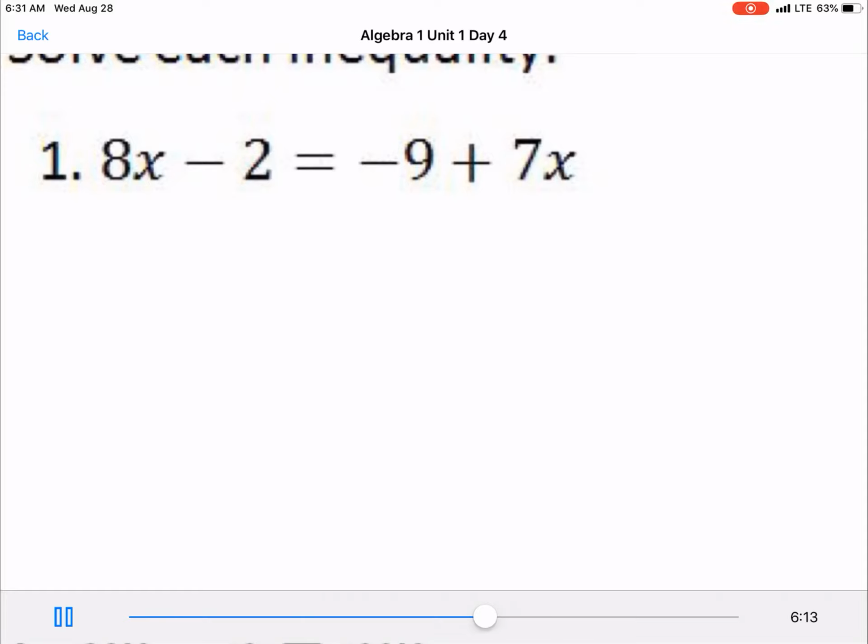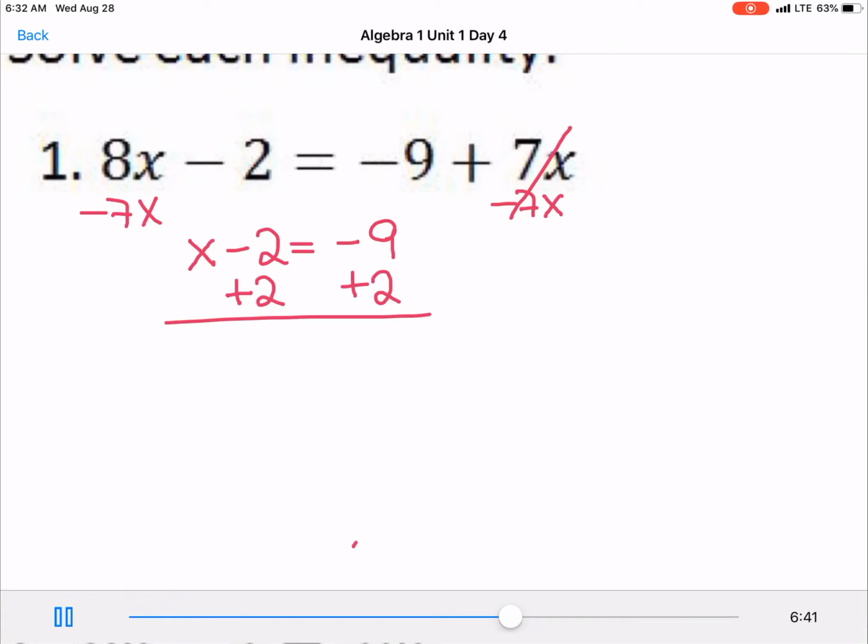I always like moving the smaller x because I don't like my x's becoming negative. So let me do minus 7x, minus 7x. Those two simplify. So 8x minus 7x is just 1x minus 2 is equal to negative 9. Then we have to move this negative 2 to the other side. So we have to do plus 2, plus 2. Those two simplify. So x is equal to negative 7, because negative 9 plus 2 is negative 7. That's the answer.